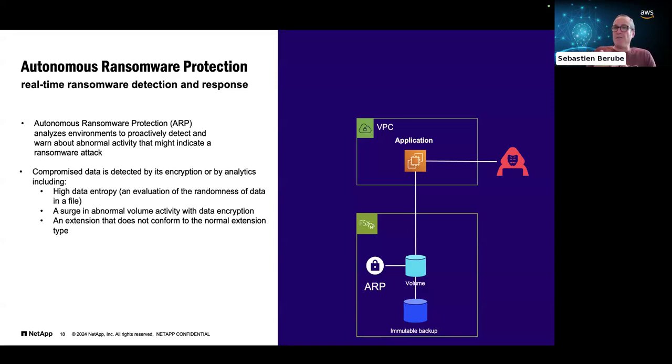And then if it sees a pattern that's different from this, what ARP will do is take a snapshot of that volume to say, oh, something's happening. I've detected an anomalous behavior, and it's going to move that snapshot over to immutable storage to make sure that we are protecting the data that we want to keep safe from attackers. So it automatically does this for you as soon as you turn on the ARP feature.